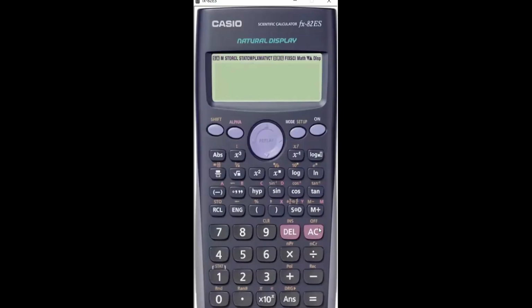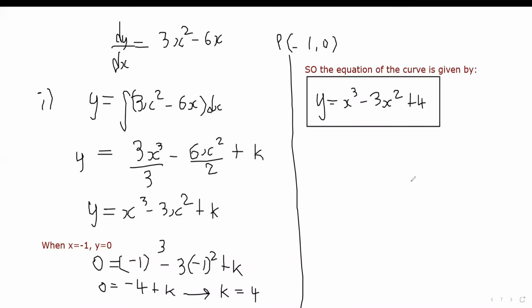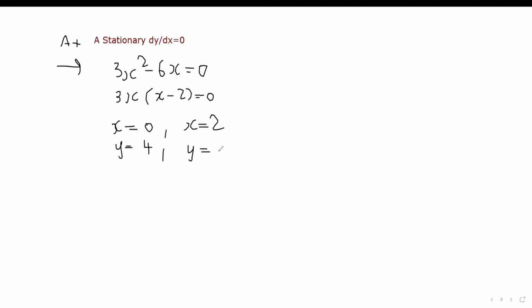It's going to be 2 cubed minus 3 times 2 squared, plus 4. Plugging that into my calculator, the y value is 0. So the 2 points are 0, 4 and 2, 0. Those are my stationary points. Tell them those are the 2 stationary points.